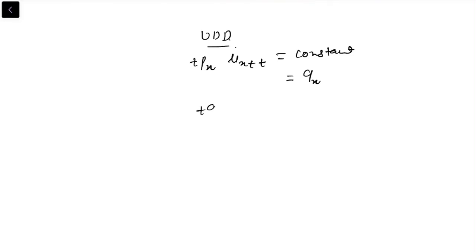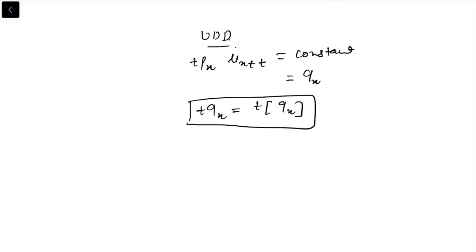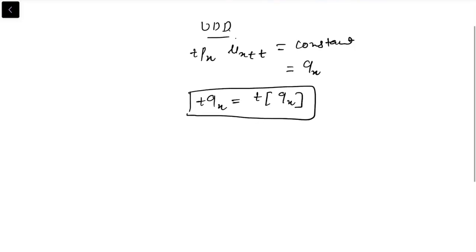In the previous lesson we talked about the UDD assumption. In UDD the function tpx times mu x plus t was constant, and this was equal to qx. Using this assumption we derived the formula for tqx equals t times qx, right? Okay, so now in this video our focus is on the CFM assumption, constant force of mortality.